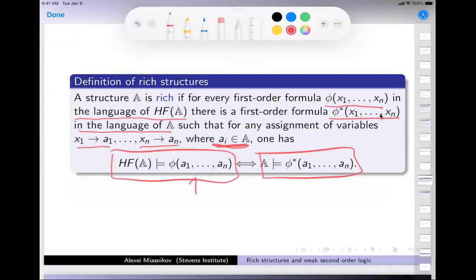Inside, there could be bound variables using subsets. You can say there exists a subset such that for any other subset and so on. You can express a lot of things. But free variables are just elements in A. And that's a precise definition of what I mean by first order logic over A having the same expressive power as the weak second order logic over A.